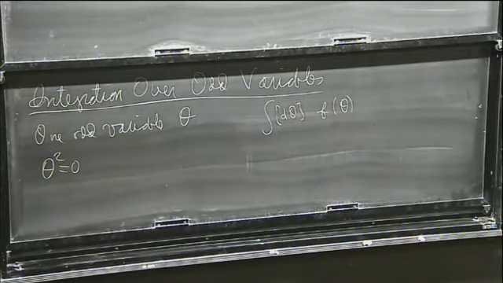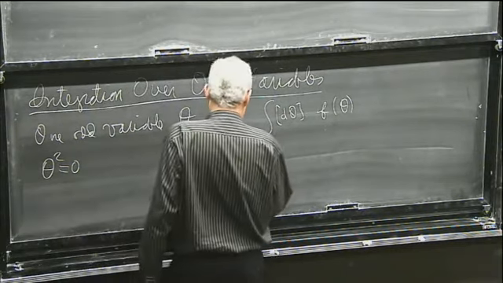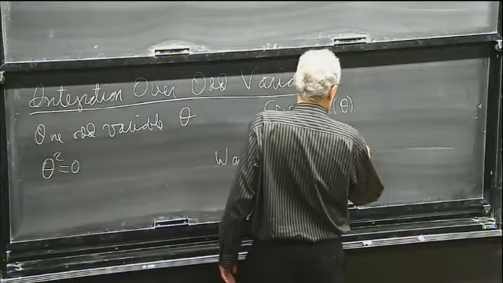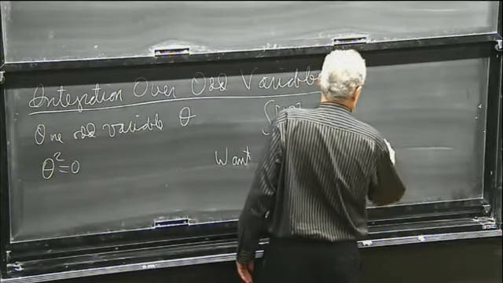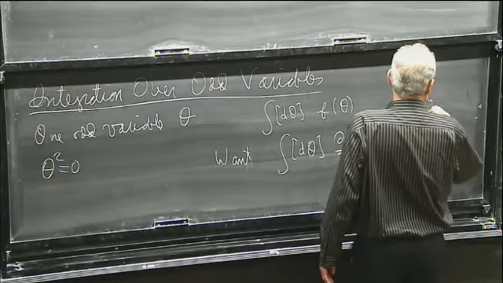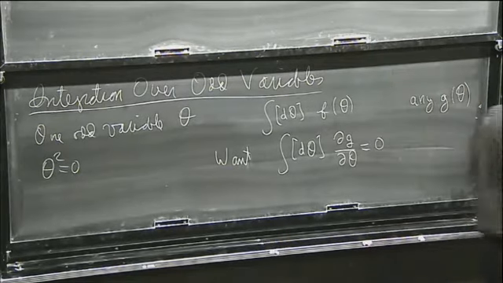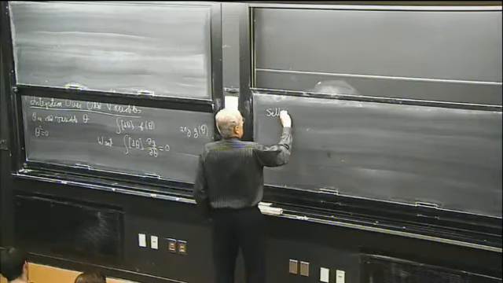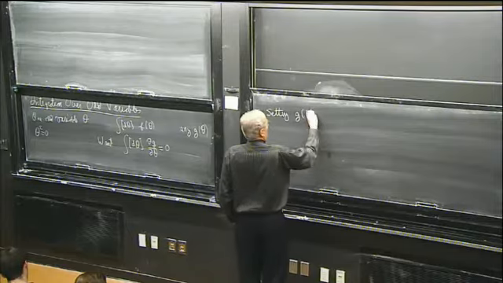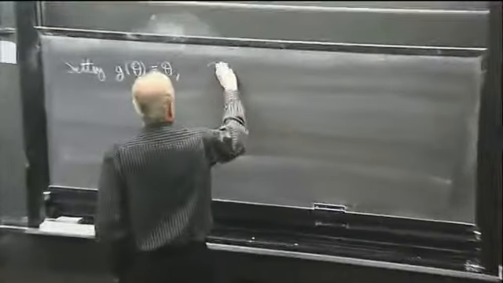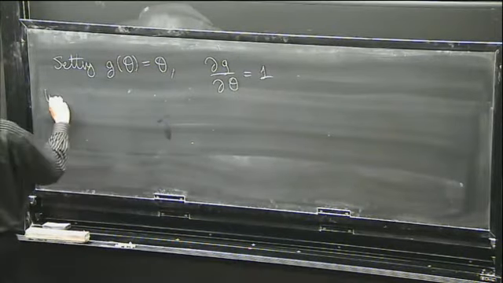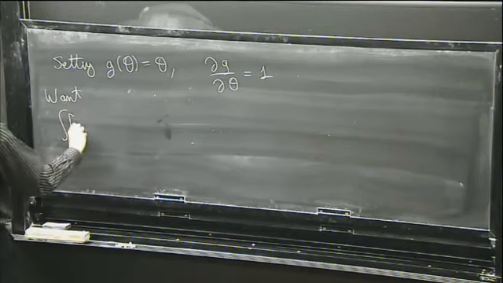Well, at a minimum, integration should be a linear functional on functions. And we'd like to be able to integrate by parts. We'd like that to be true for any function g of theta. So setting g of theta equals 1 times theta, we find that dg d theta is 1. So we want the integral of 1 to be 0.